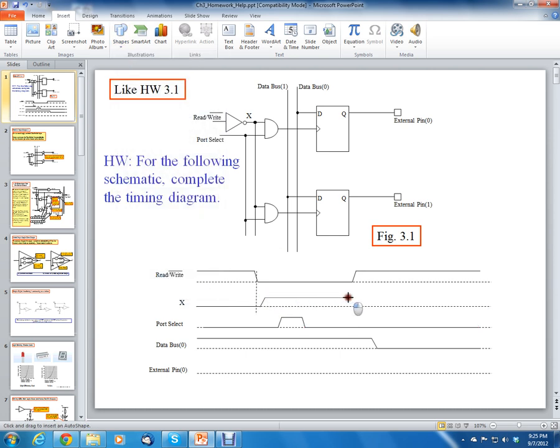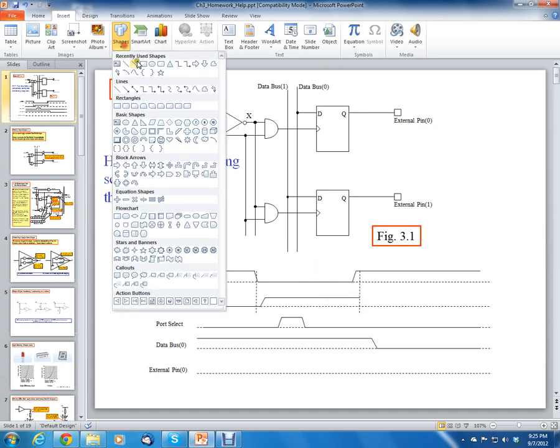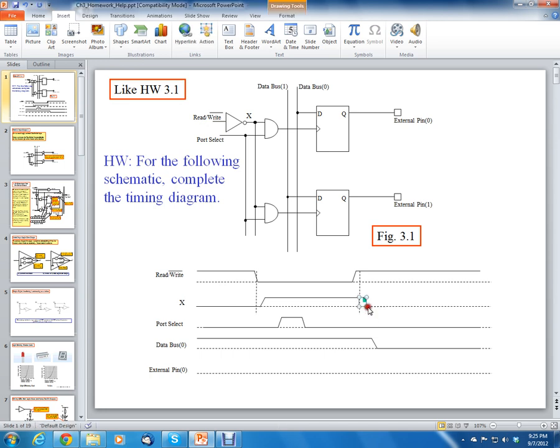You can see that these signals are exactly inverses of each other, but there's a little bit of a delay. So after this signal goes high, the X signal is going to go low, but there's going to be a little bit of a delay. So let's draw the delay here. We'll draw this low. Oops, I got the wrong symbol. There we go. That's going to go low, and then it's going to stay low. Now you can see the X is exactly inverted from the read-write signal, except for the delay.